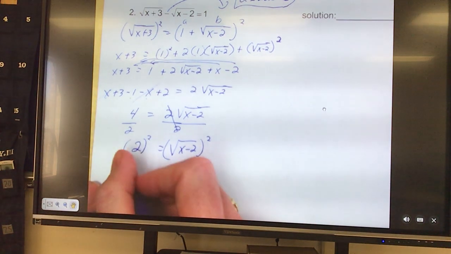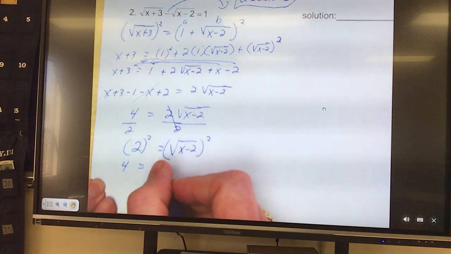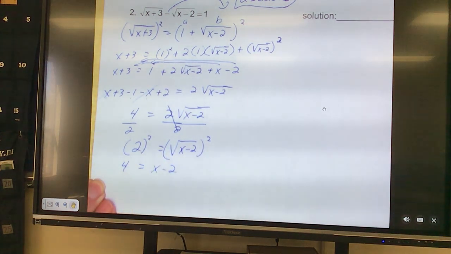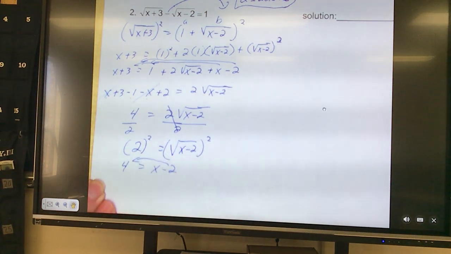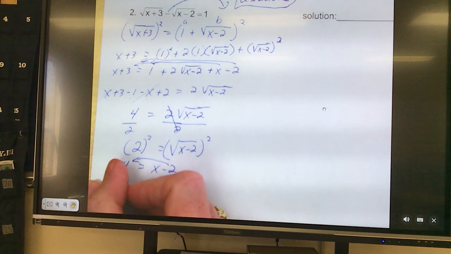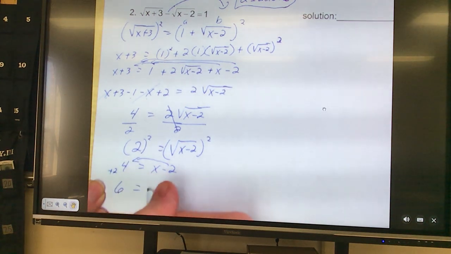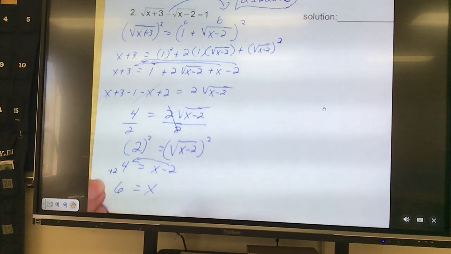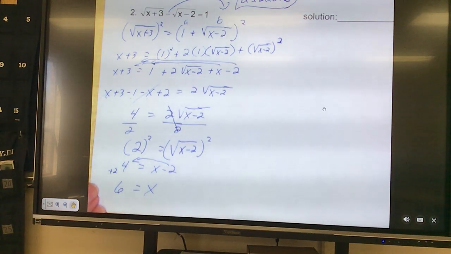2 squared is 4 equals, squaring a square root just causes it to drop. Solving for x, so I move that negative 2 across, it becomes a positive 2 over here. So 2 plus 4 is 6 equals x. So we think x is our answer, but we have to check it in our calculator.